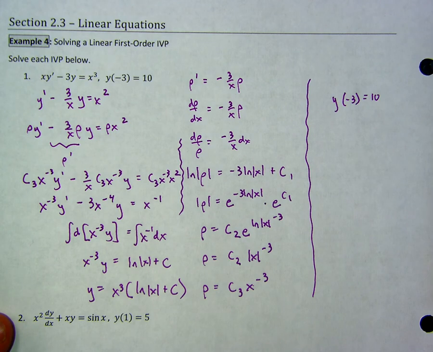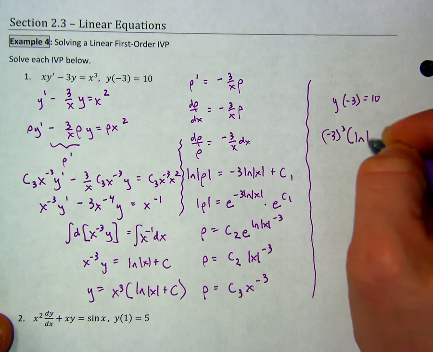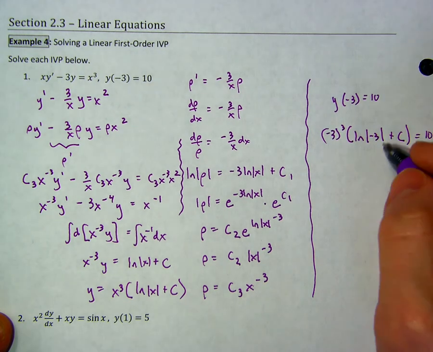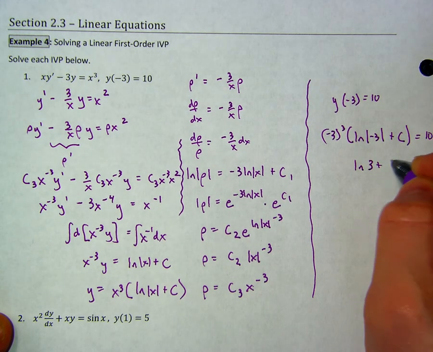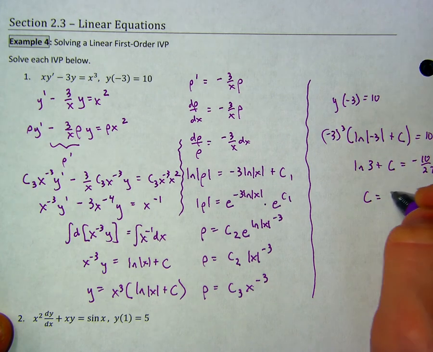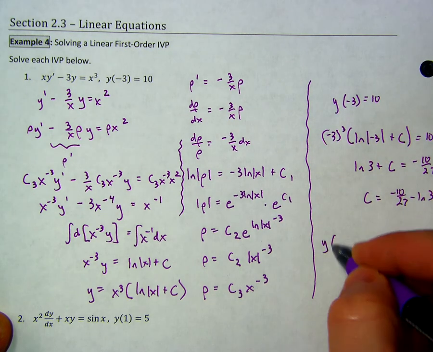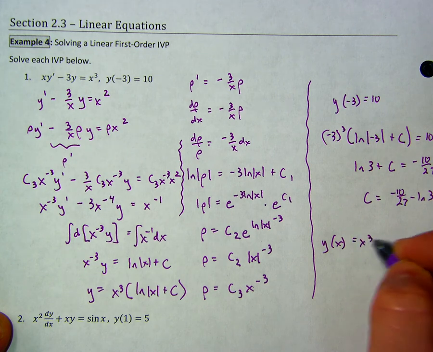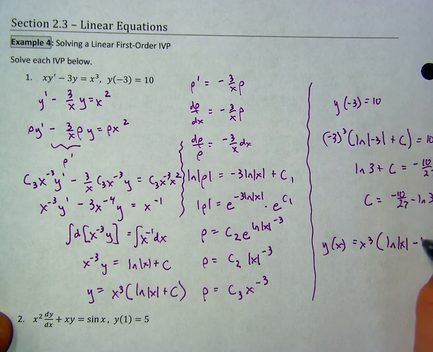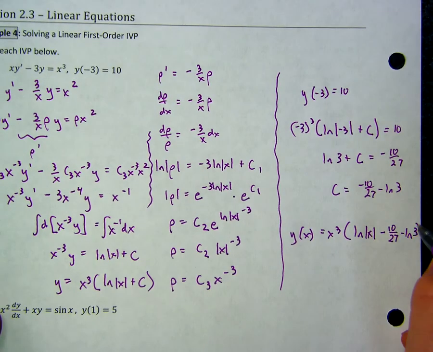Let's see. So we have negative 3 cubed times the natural log of the absolute value of negative 3 plus c should be equal to 10. So the natural log of 3 plus c should be equal to negative 10 27ths, and then c would be negative 10 27ths minus the natural log of 3. And so finally, y at x is x cubed times the natural log of the absolute value of x, minus 10 27ths minus the natural log of 3.